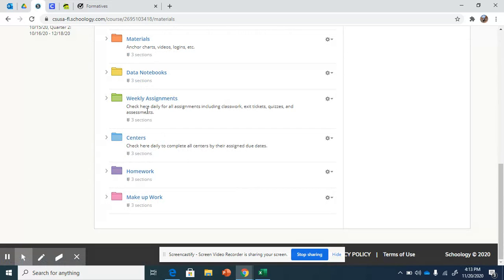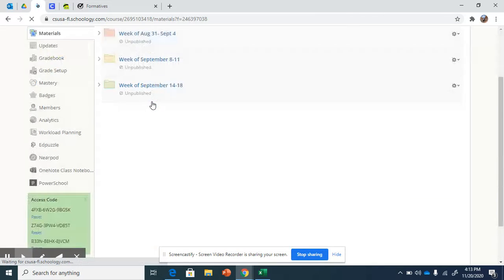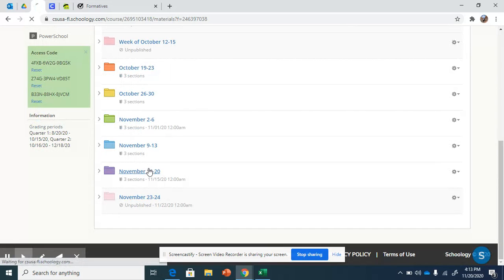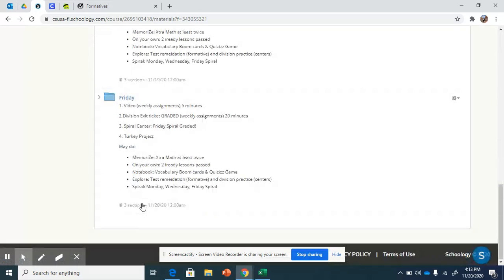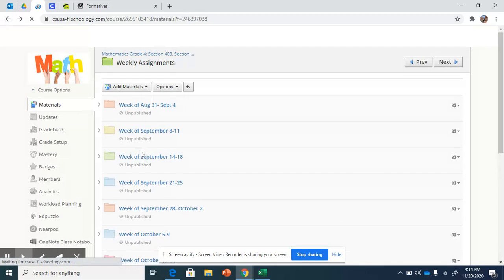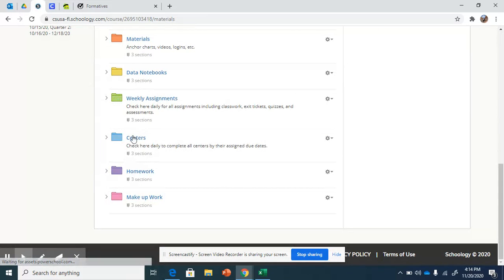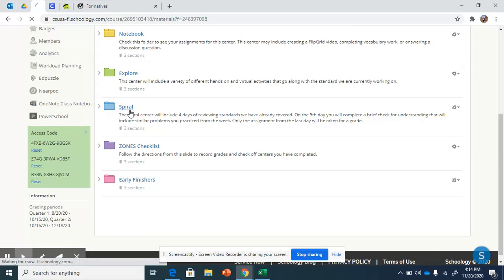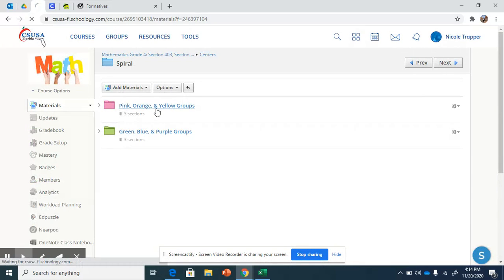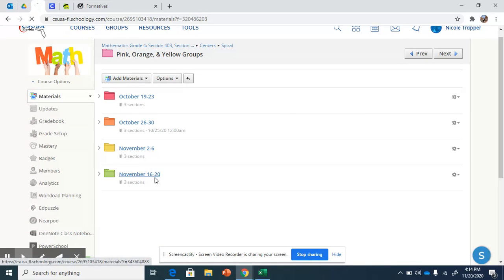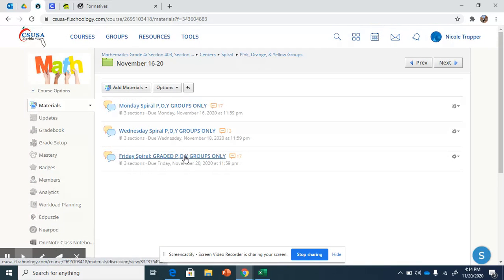So if you go to weekly assignments, the Friday graded exit ticket is under November 16th to 20th on Friday. So it's right here, and this will still be open for you to be able to go in and complete that exit ticket if you did not already. Same with the spiral. If you did not complete that on Friday, it's going to be your responsibility to go back in your centers folder, go back to spiral, and then click on your group color and click on last week, which was November 16th to 20th as well, and do this Friday spiral graded.